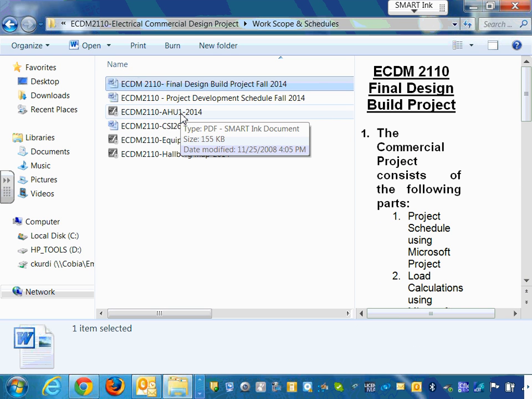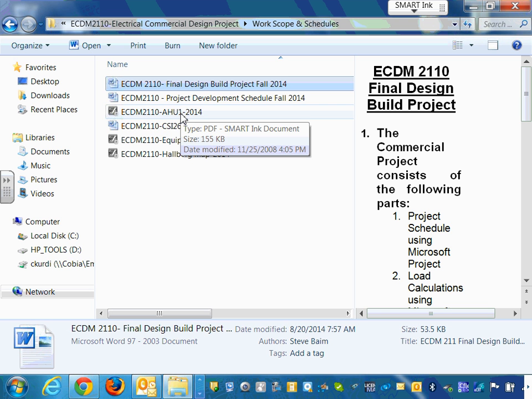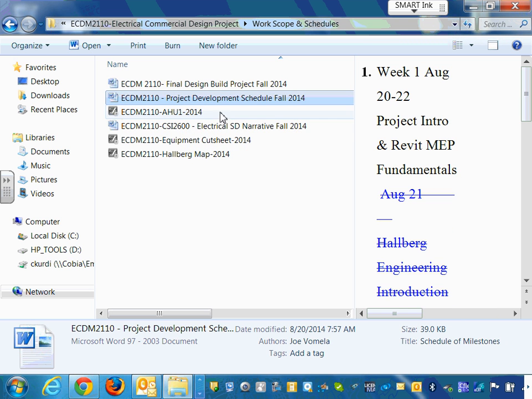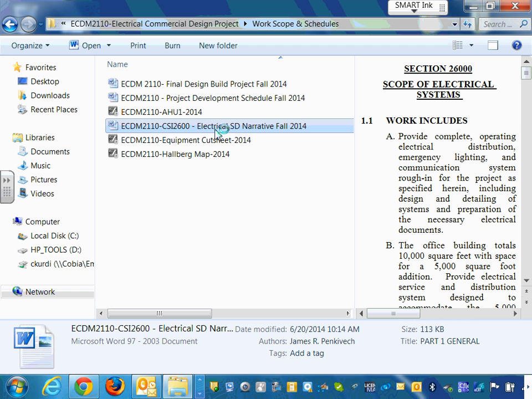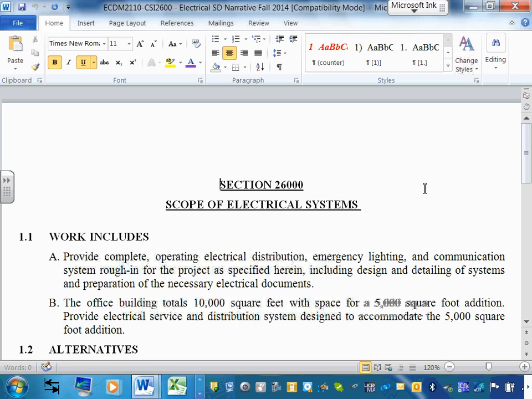So I'm going to walk you through, so we got this one. I'm going to go to the third document under the same tab, guys. Third document under the same tab. This is this one. It's called CSI 2600. Okay, now what is this document?